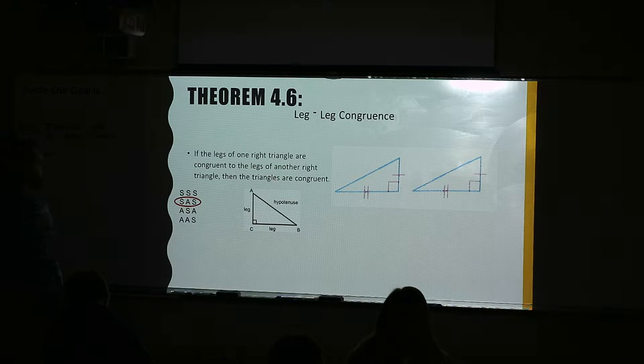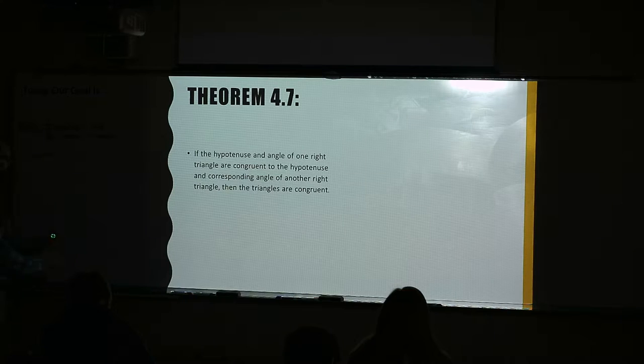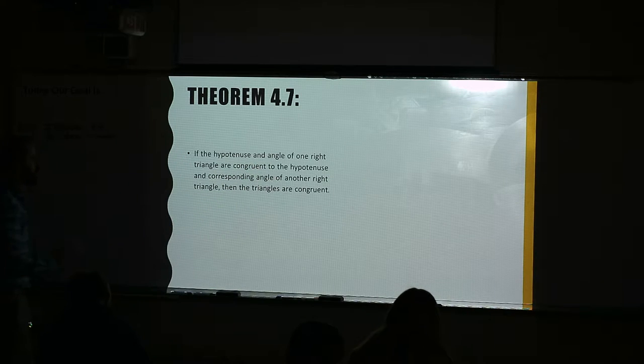Okay, the next theorem was 4-7. Basically the same kind of wording. Hypotenuse and angle of one right triangle are equal to the hypotenuse and angle of another right triangle. And this was a random angle. It's not the right angle. So if hypotenuse and angle match, then the triangles are equal.